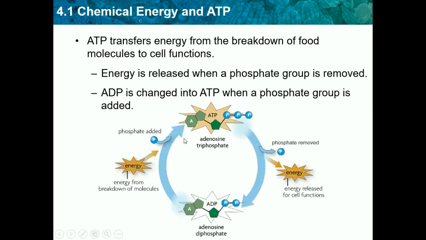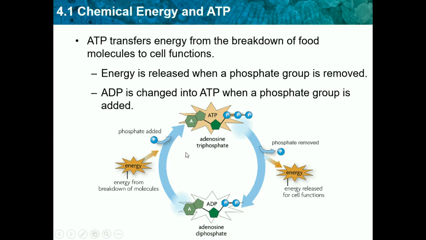This is the cycle of ATP, which is adenosine triphosphate, so it has three phosphate groups, and ADP is adenosine diphosphate, which means it has two phosphate groups. They have to add and remove one to switch back and forth between ATP and ADP. From ATP to ADP, we have to remove a phosphate, and when a phosphate group is removed, energy is released. To go from ADP to ATP, we have to add a phosphate, and by adding a phosphate, we store energy.